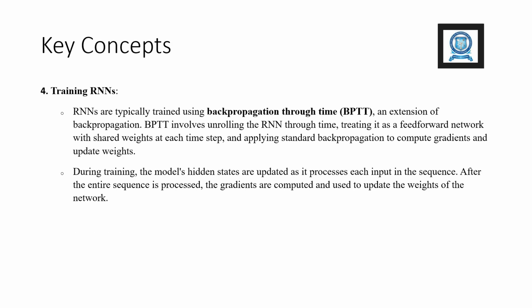Training RNNs. RNNs are typically trained using backpropagation through time, an extension of backpropagation. BPTT involves unrolling the RNN through time, treating it as a feed-forward network with shared weights at each time step, and applying standard backpropagation to compute gradients and update weights. During training, the model's hidden states are updated as it processes each input in the sequence. After the entire sequence is processed, the gradients are computed and used to update the weights of the network.